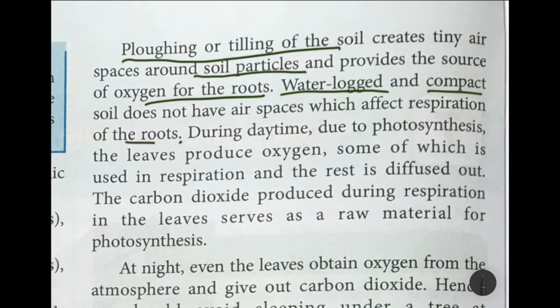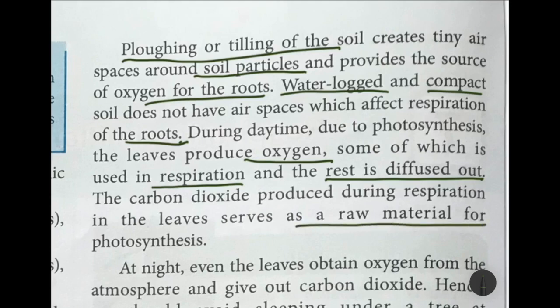The roots will not be able to respire. As a result, the plant will very slowly die off. Now, during the daytime, photosynthesis takes place, and in photosynthesis, which gas is given out? Oxygen is given out, and some of the oxygen that is given out by photosynthesis is used by the plant for respiration, but the maximum of the oxygen is diffused out. It goes out from the plant. And the carbon dioxide which is produced during respiration in the leaves is used by the plant for photosynthesis.